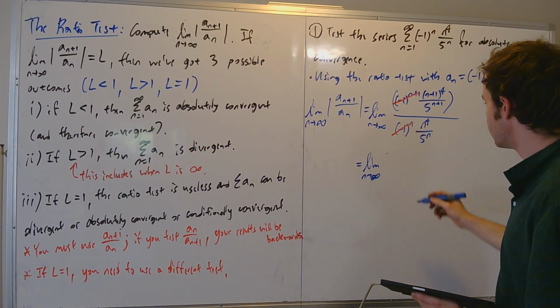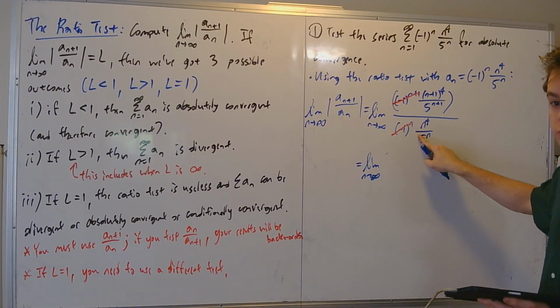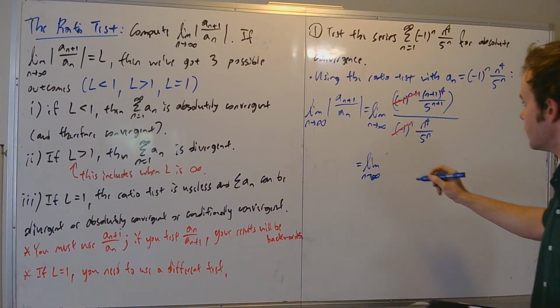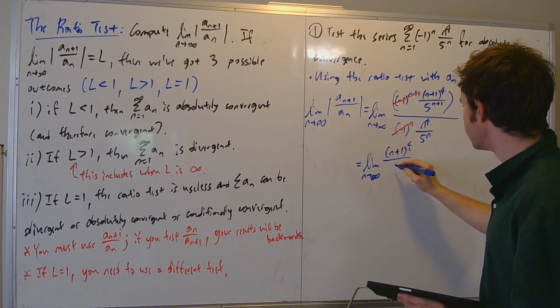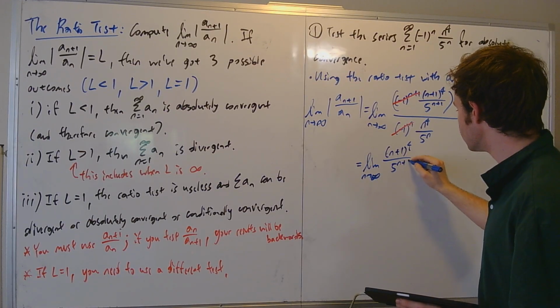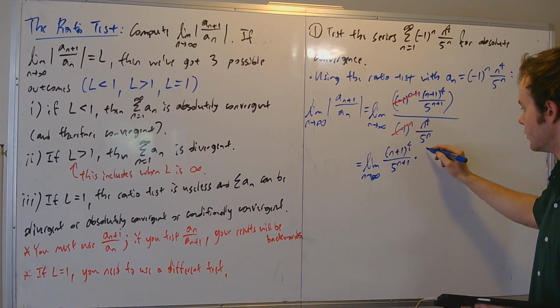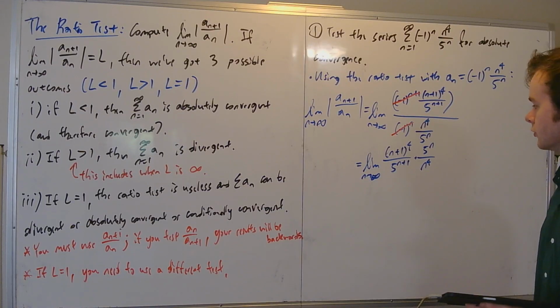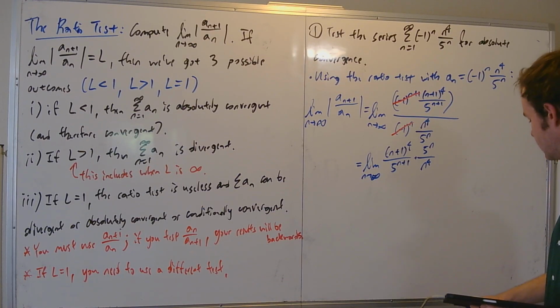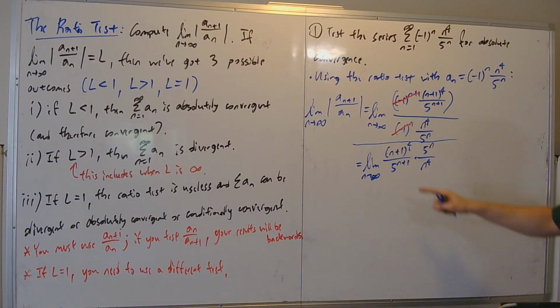So we're going to rewrite this, and if we're dividing by a fraction, that's the same thing as multiplying by its reciprocal. So I'm going to rewrite this as n plus 1 to the 4th over 5 to the n plus 1, but then I'm going to multiply it by the reciprocal of this fraction, which is 5 to the power of n over n to the power of 4. Right, so I probably should have given myself a little bit more space between these two lines, but this is going to be the next line here.